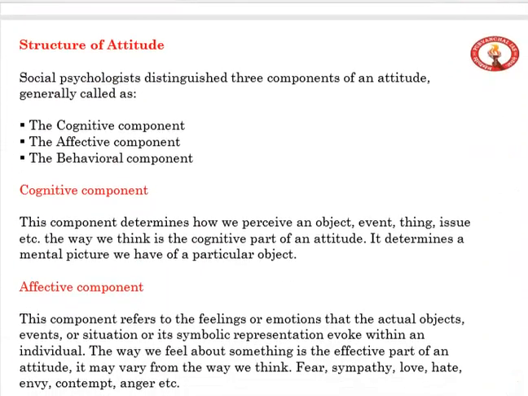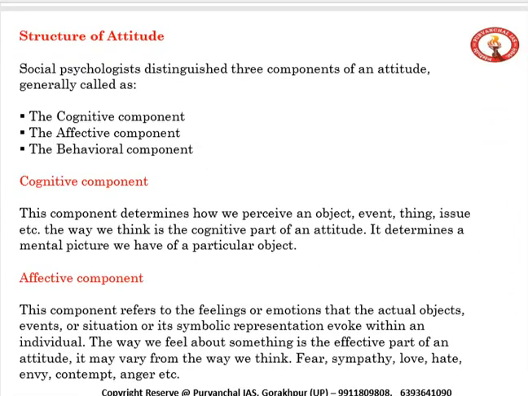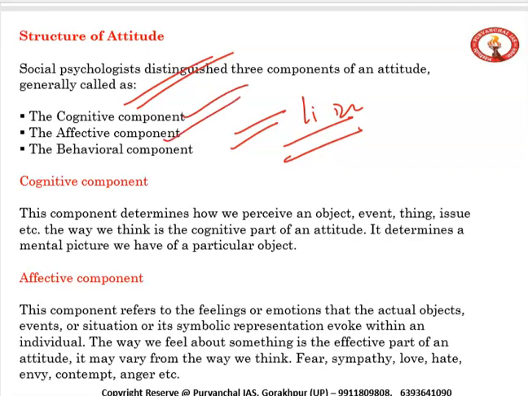So here we will understand the structure of attitude. We have seen that attitudes can be thought of as an overall evaluation, that is, like or dislike of an attitude object. This definitional perspective has generated a number of conceptual models of the attitude concept, and they are the cognitive component, the affective component, and the behavioral component. These three are very important. So let's first understand the cognitive component.